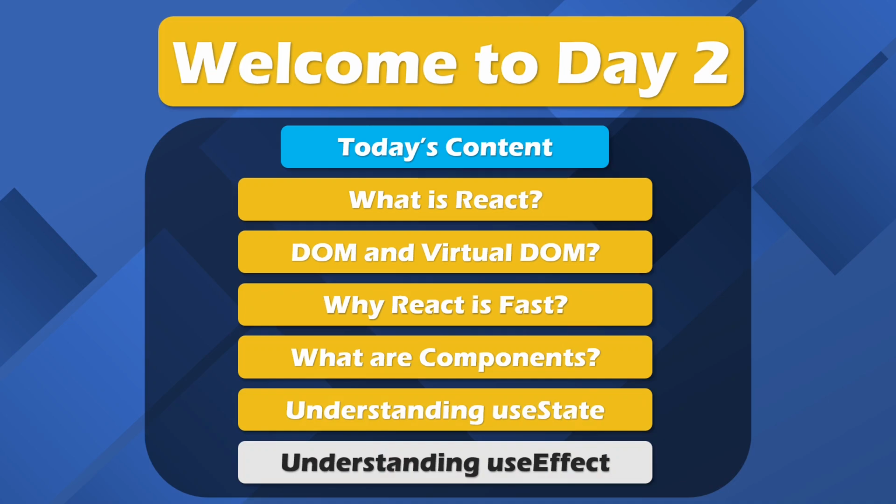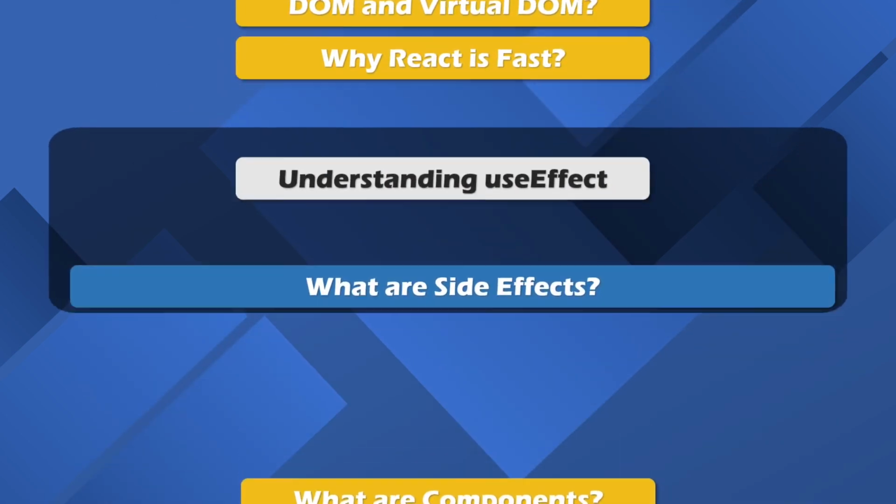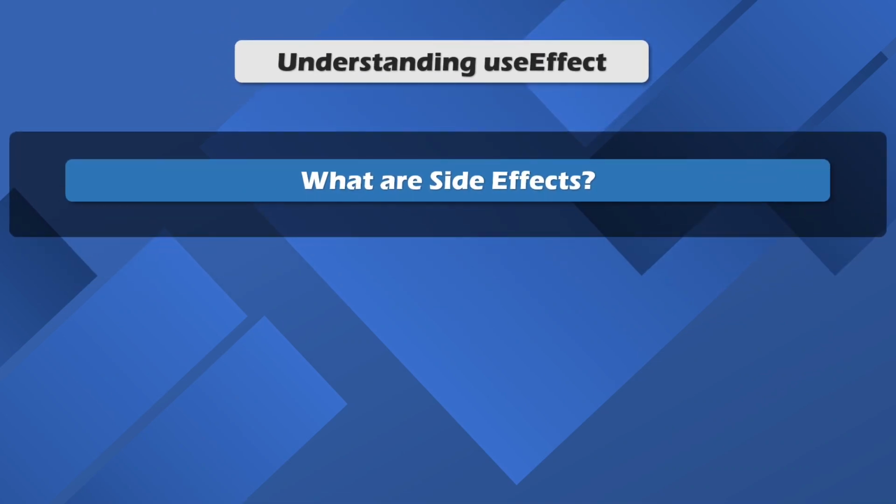Before we start with understanding useEffect, we need to understand what side effects are. In React, a side effect refers to anything that happens in your component outside of rendering and that impacts something external to the component. For example, data fetching, subscriptions, DOM manipulations, or calling a logger to log information.